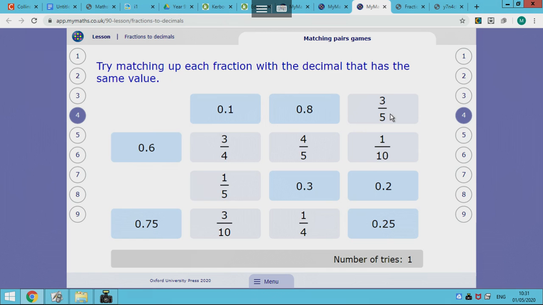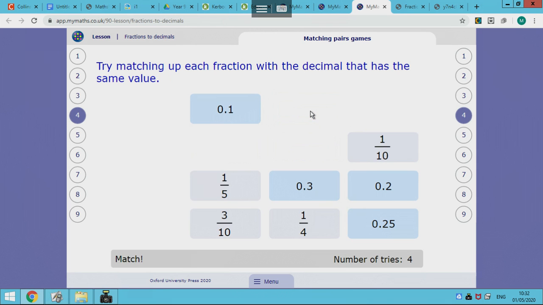So we've got 3/5. Now we just looked at that number line, and you should have written that down. So you should know that 3/5 is equal to 0.6. There we go, those two match perfectly. 3/4, 0.75. We should know that already. 4/5, from those numbers you just wrote down on the side before. No, it's 0.8.